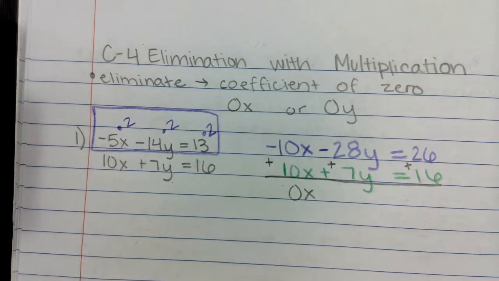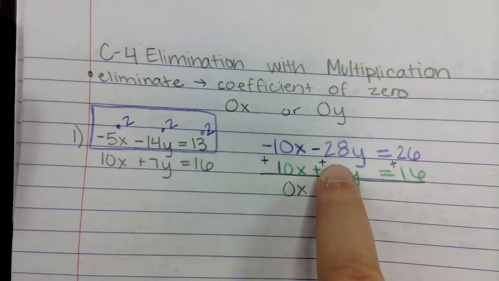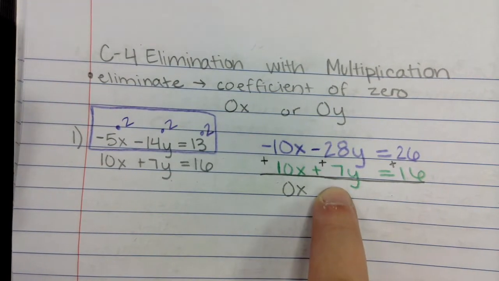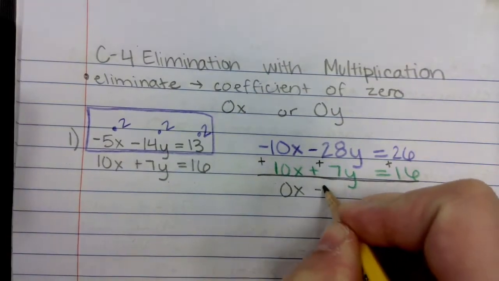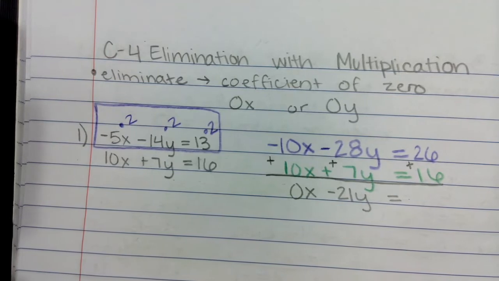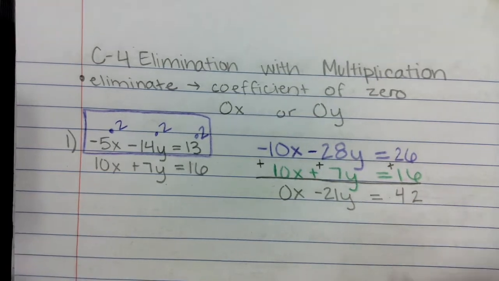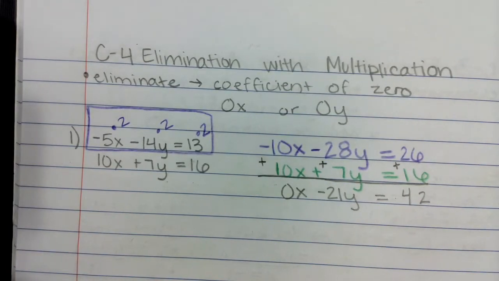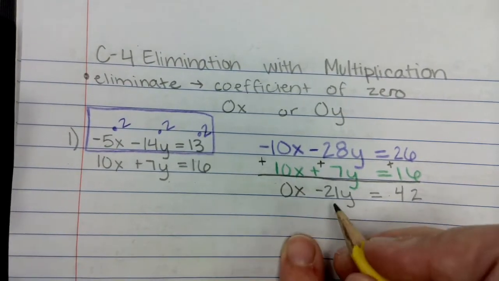And we are going to work vertically. So in this one we have negative 28 plus 7. Negative 21. y equals 26 plus 16. I think 42. Right? Alright, so negative 21y equals 42. I'm going to just write that underneath without that 0x. So negative 21y equals 42.